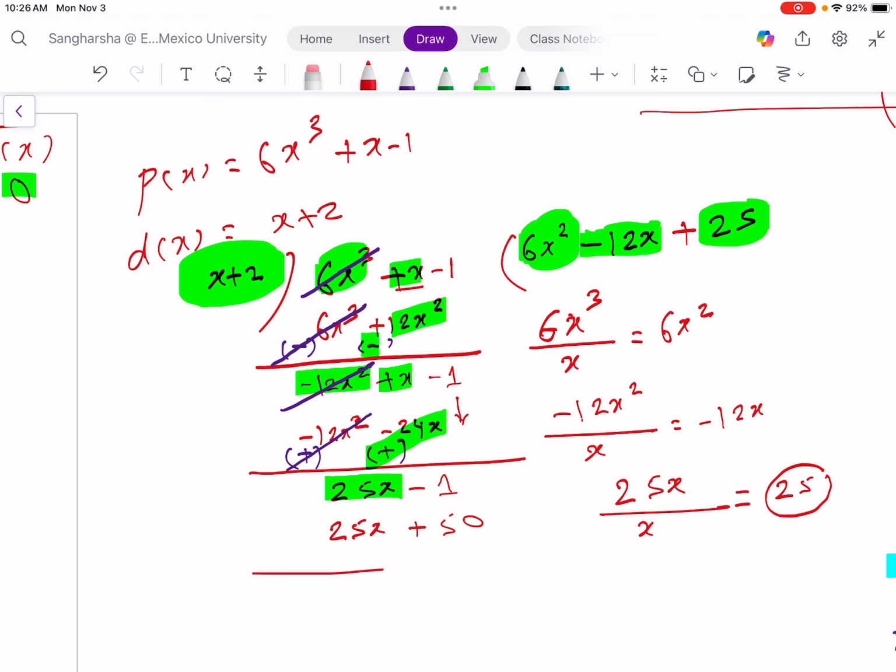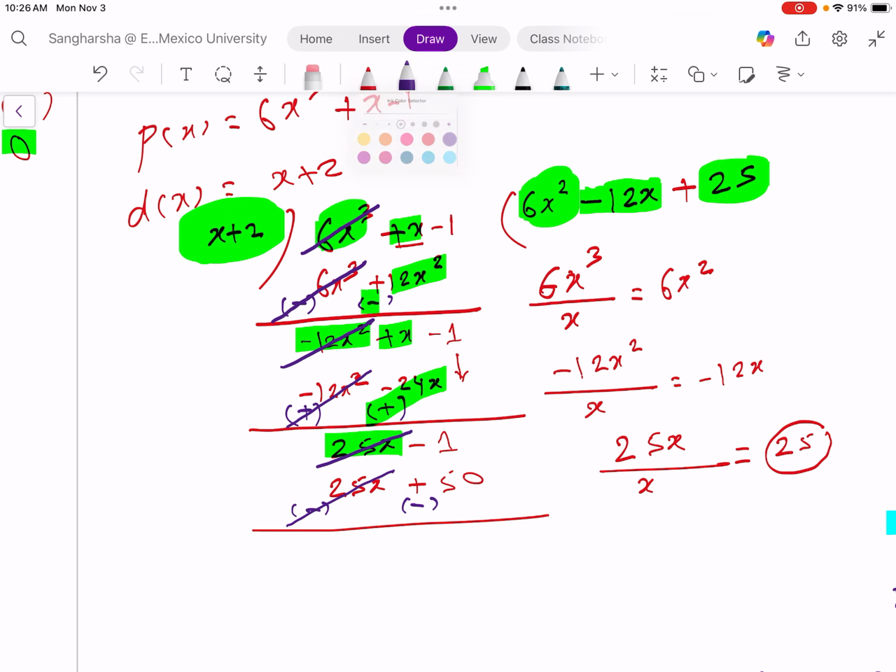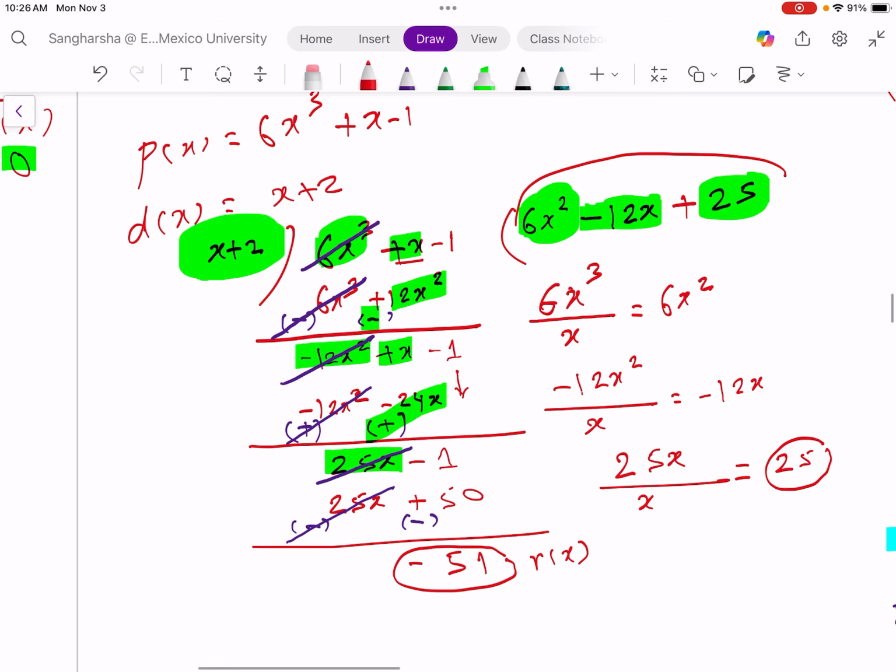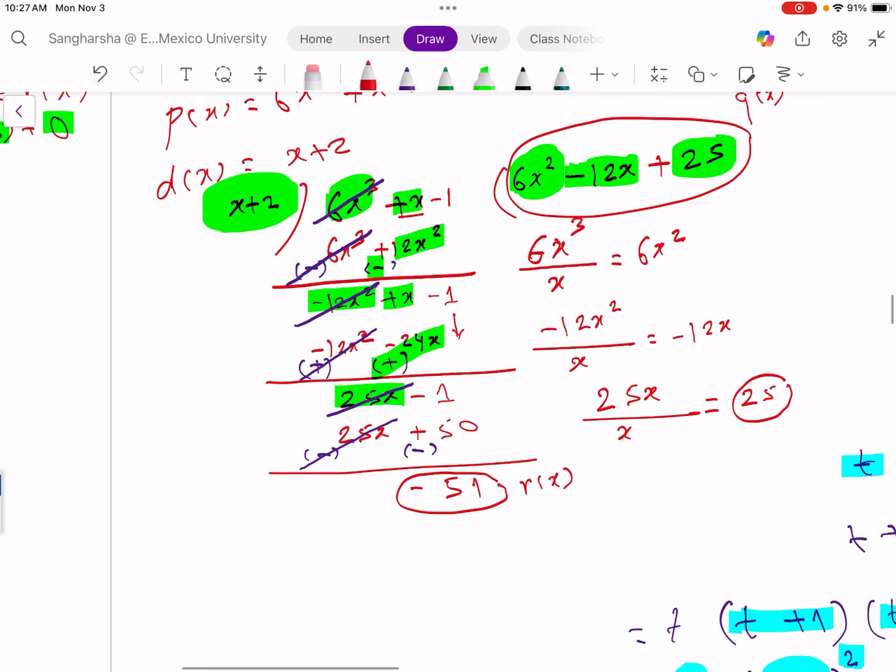Then next you change sign. So 25x is positive, make it negative. 50 is positive, make it negative. So negative 25x, positive 25x, 0. Negative 50, negative 1 is negative 51. And this is our r of x. So this is our remainder r of x. This is our quotient q of x.